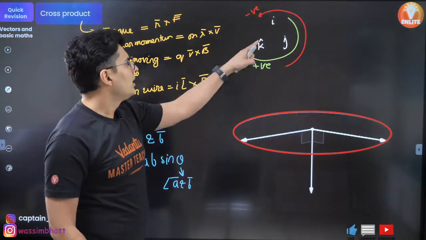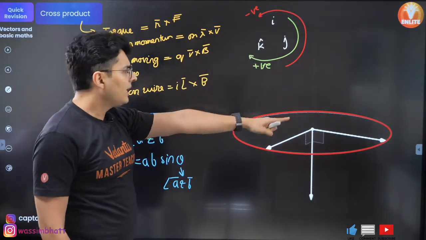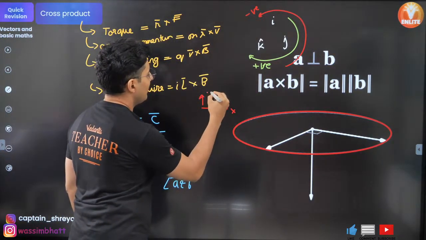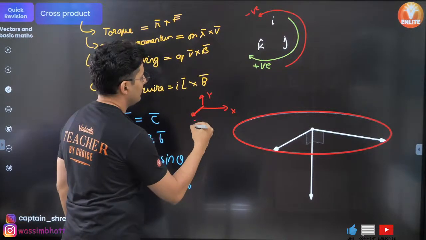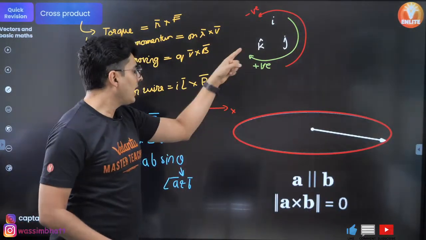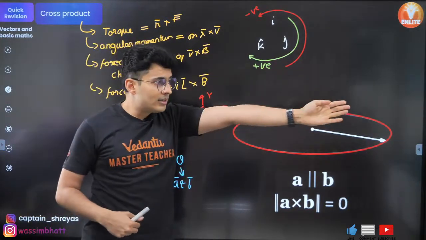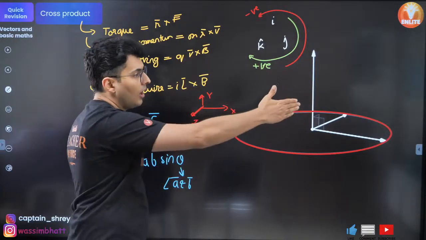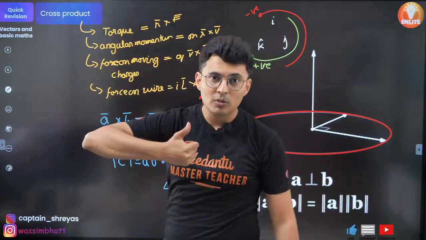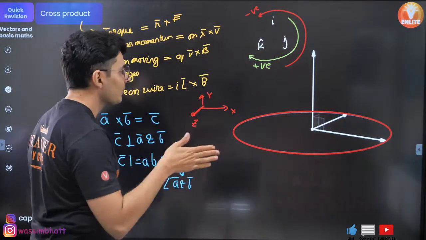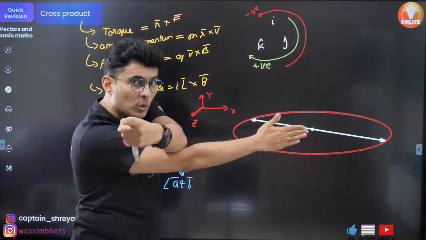For example, I cross K. I is usually here, right? This is X, this is Y, this is Z. Z comes out of the plane of the board. I is there, K is towards you, towards right and then towards you. I cross K. Are you going to rotate like this? No, you will look like a fool. I is there, K is towards you.